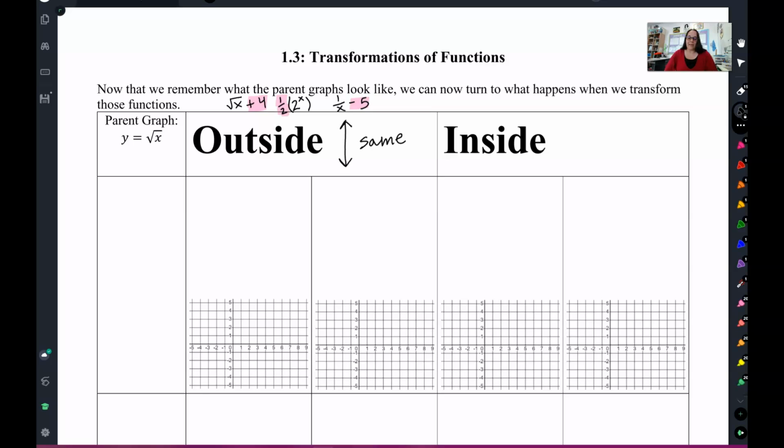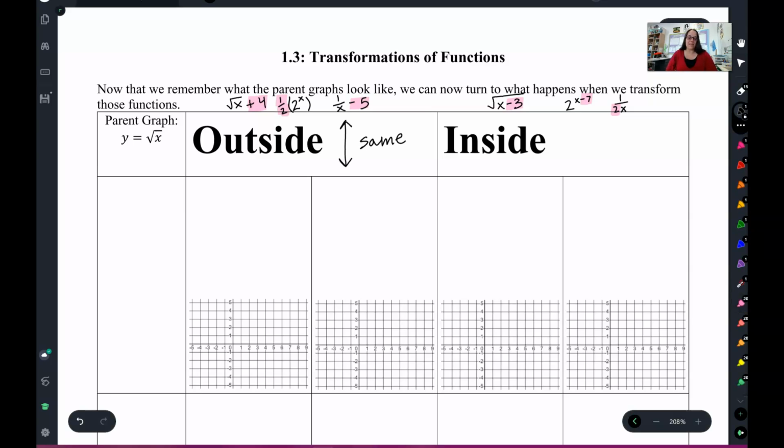Now, if things are happening inside, let me give you some examples. We have our square root. I am subtracting something inside my square root. Or I have my exponential. I have something happening up inside the exponent. Or I have my fraction. I have something happening inside that fraction, right down there. So that is what I mean by inside.